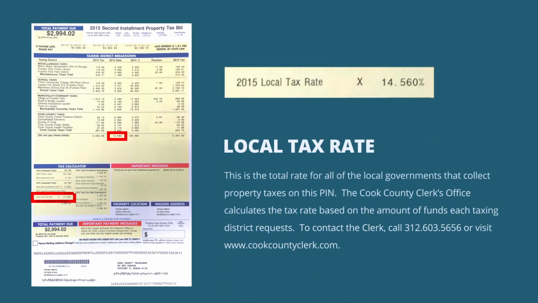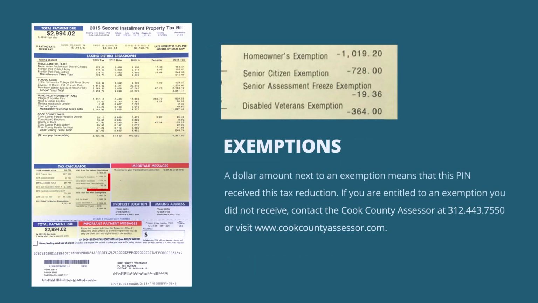Local tax rate. This is the total rate for all the local governments that collect property taxes on this PIN. The Cook County Clerk's Office calculates the tax rate based on the amount of funds each taxing district requests. To contact the clerk, call 312-603-5656 or visit www.cookcountyclerk.com. Exemptions. A dollar amount next to an exemption means that this PIN received this tax reduction.